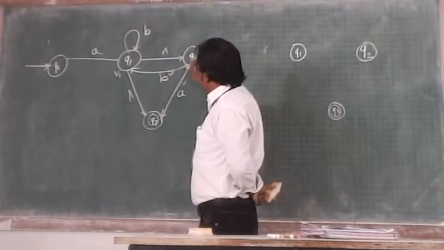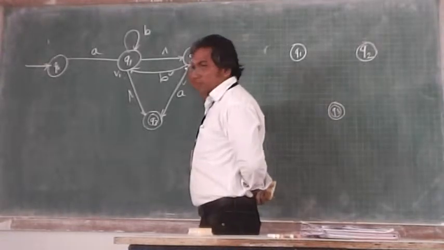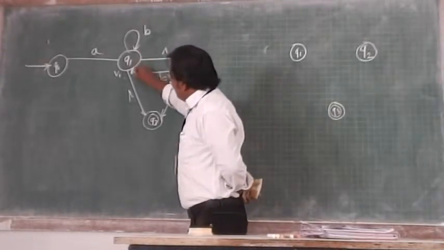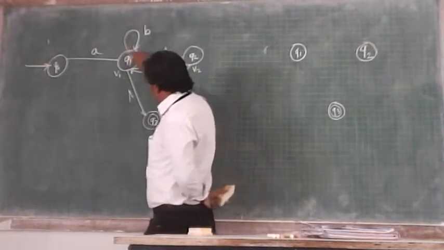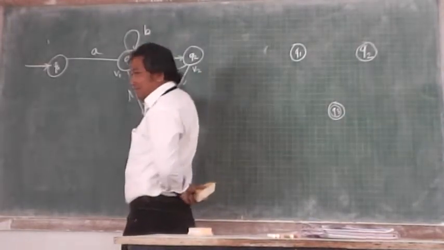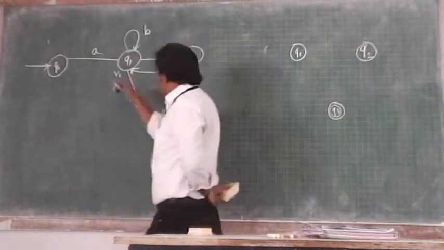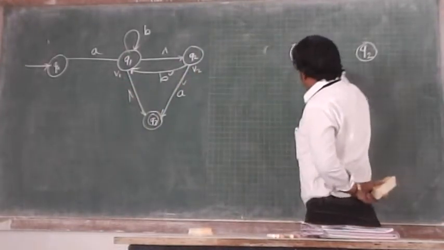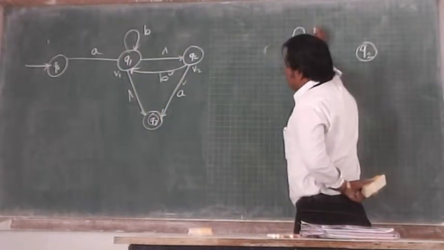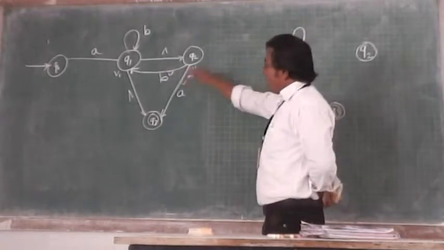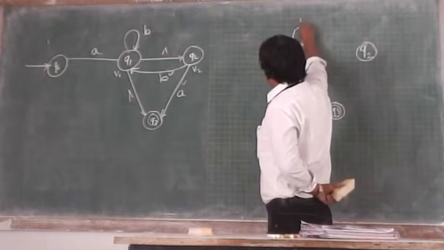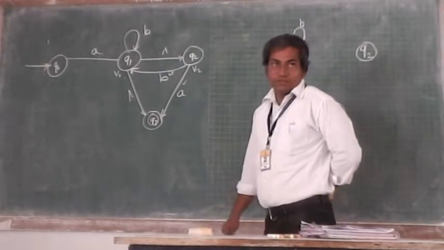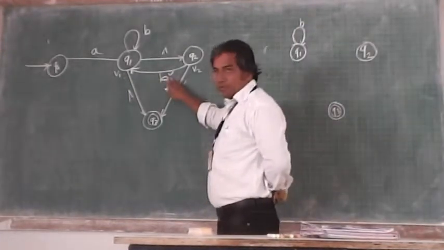So I need to copy it from Q1. But where is the destination of that? It is Q1. So I need to copy it from Q1 and the destination is where? Q1 itself. So what kind of transition will you find? This Q1, this way. So the label you are having, that same label you have to copy: B. Okay? So in this way we need to work it out.